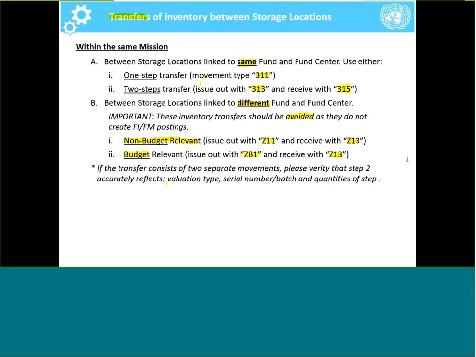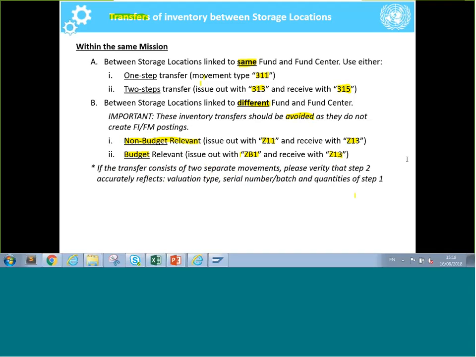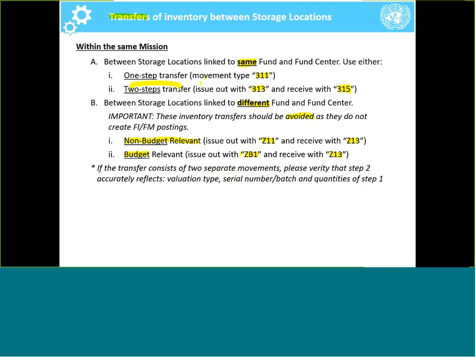All right. Then specifically for transfers that have two different steps, like two-step transfers, you need to make sure that in the second step you indicate the same details as in the first step. For example, valuation type, serial number, batch number, and the quantities. You have to make sure that the details in the second step are the same as for the first one.